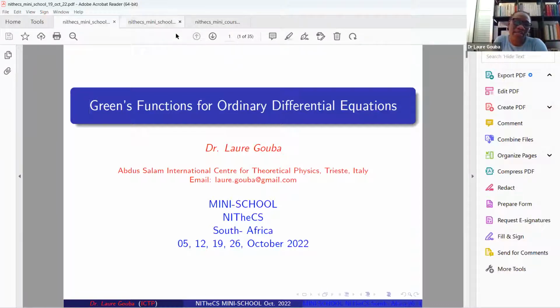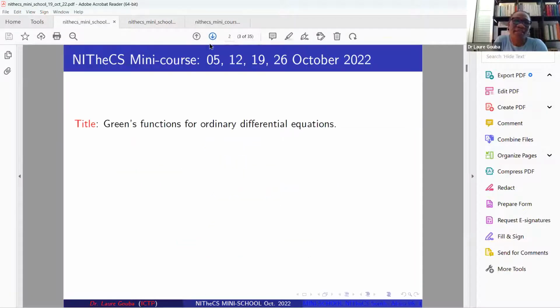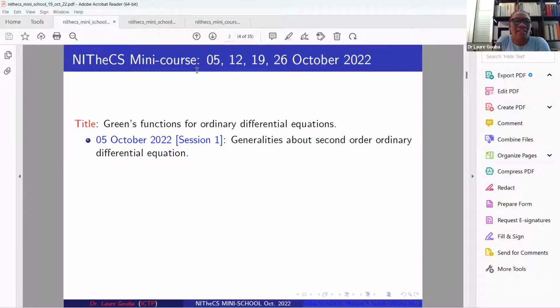So today we are at the third session, and the title for the mini course is Green Function for Ordinary Differential Equation. On the first session on 5 October, I talked about generalities, about second order.